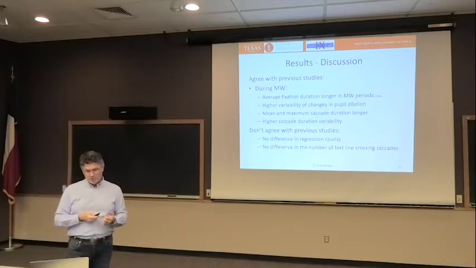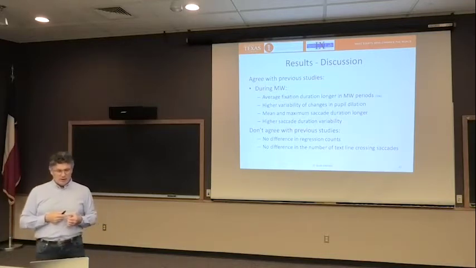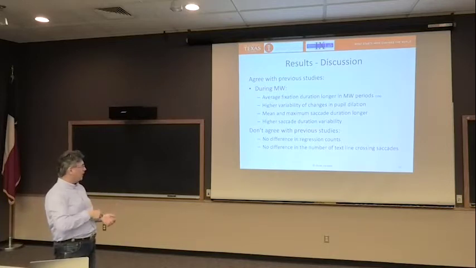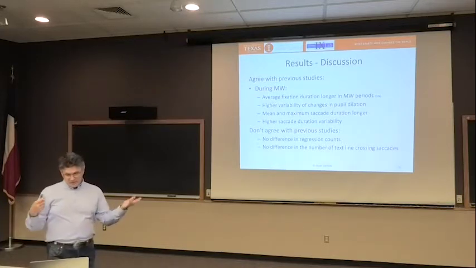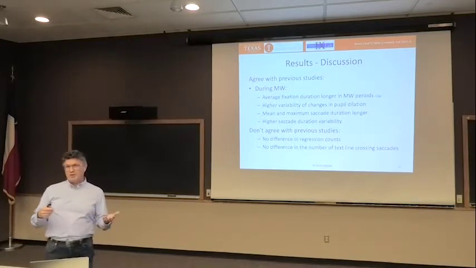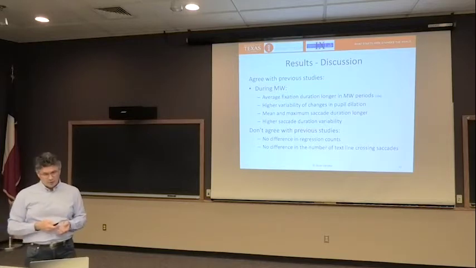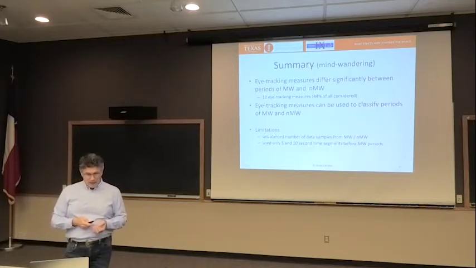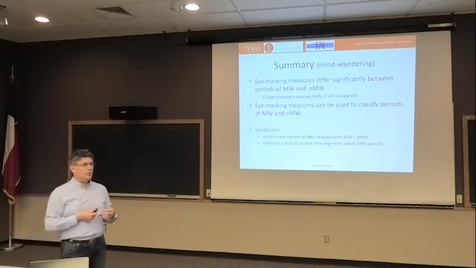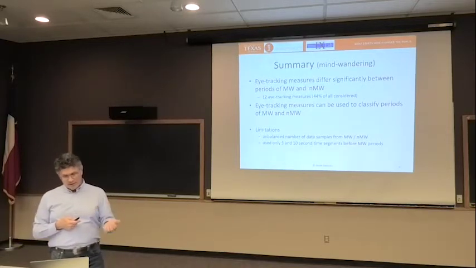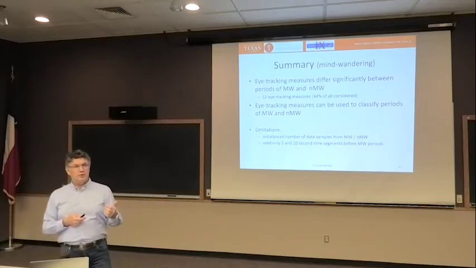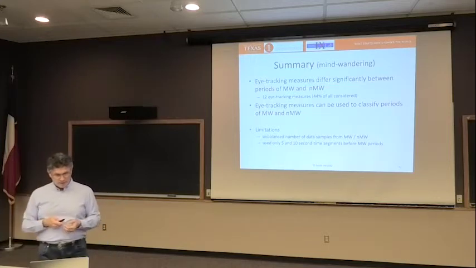There were also some measures that didn't confirm previously obtained results. We didn't find any difference in regression results, that is, the regressive eye movement. This could be because of a relatively homogeneous group of participants, or because of specific texts that were used for our study. But overall here, again, eye tracking seems to be quite promising in terms of providing features or measures that can be used to infer periods of mind wandering and not mind wandering.